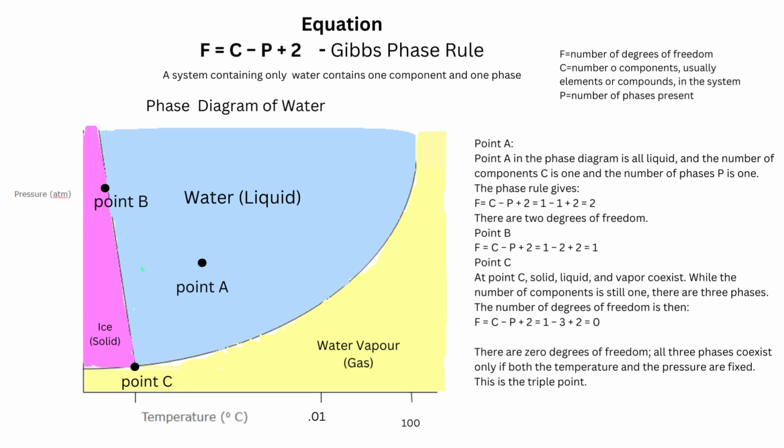So you can see that point C, again, it is a triple point. So three phases coexist at triple point. Now let us look into the point B. Degree of freedom equal to C minus P plus 2 equal to 1 minus 2 plus 2 equal to 1.